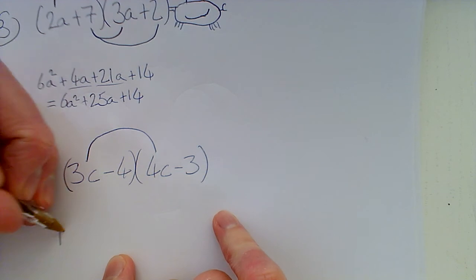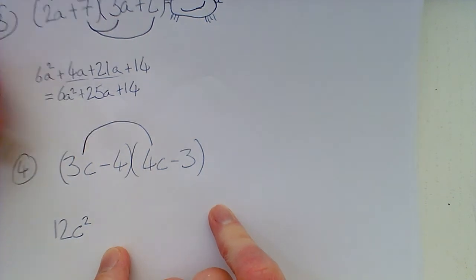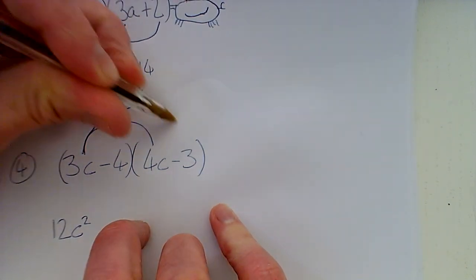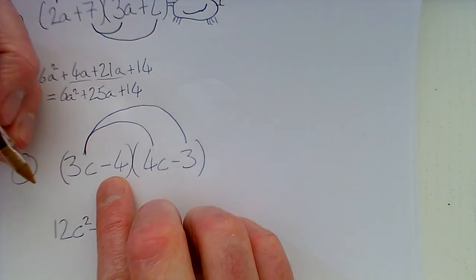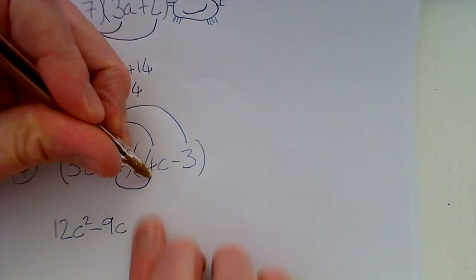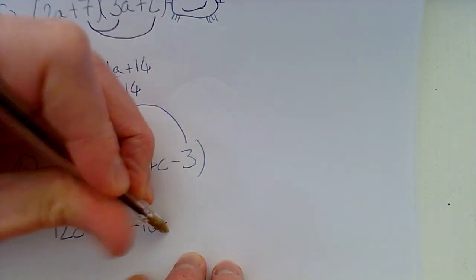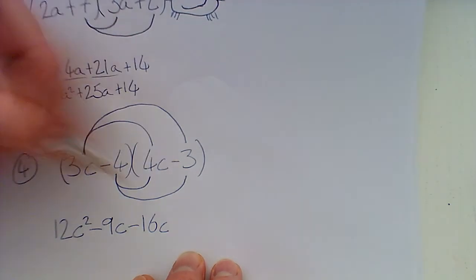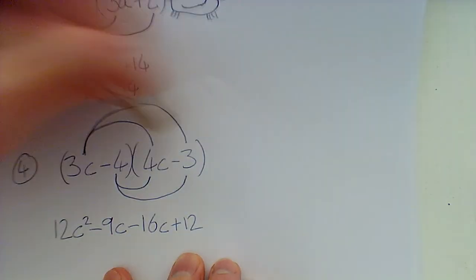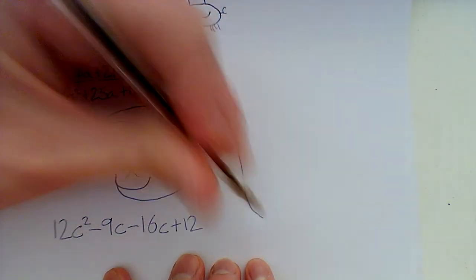3c times 4c makes 12c squared. 3c times minus 3 makes minus 9c. Minus 4 times 4c makes minus 16c, and then minus 4 times minus 3, double minus, makes a plus 12. Let's have another bird.